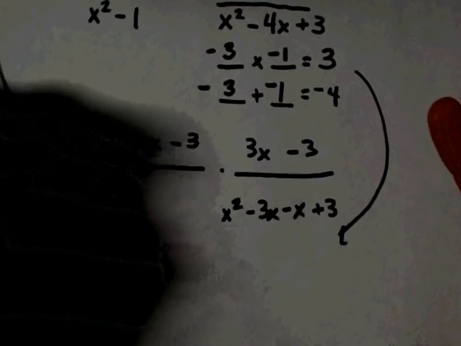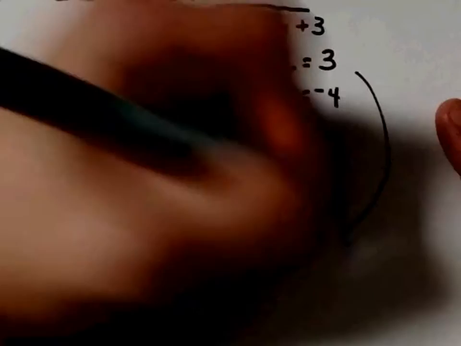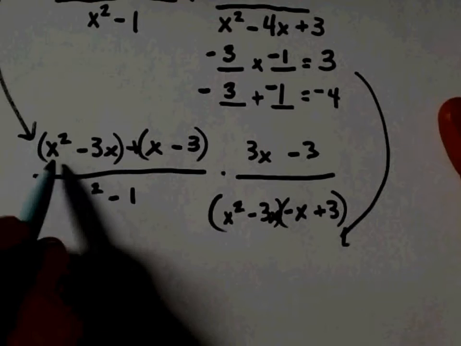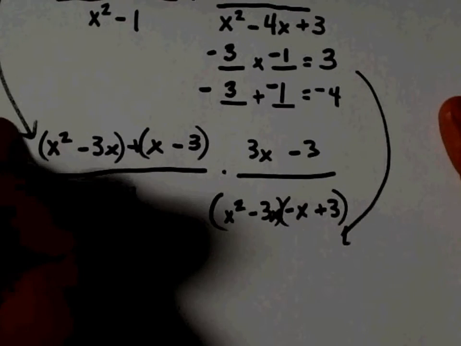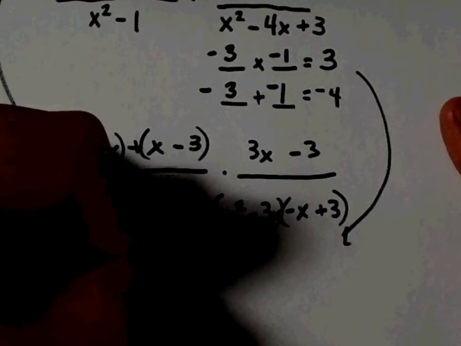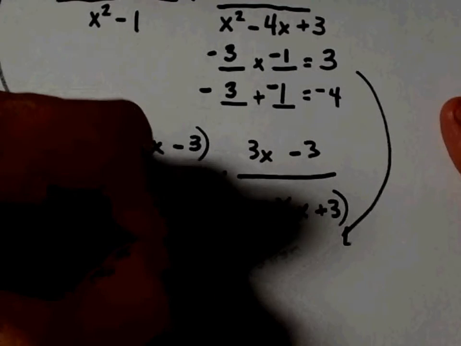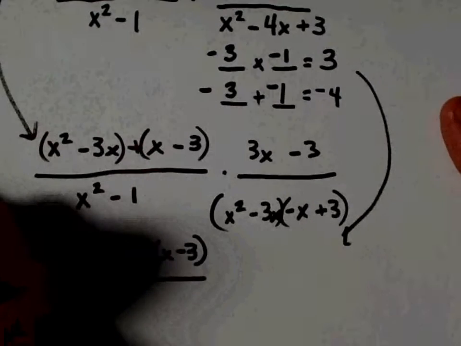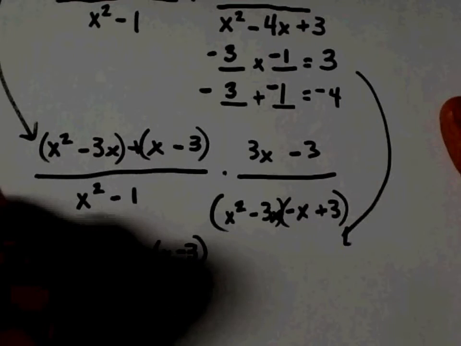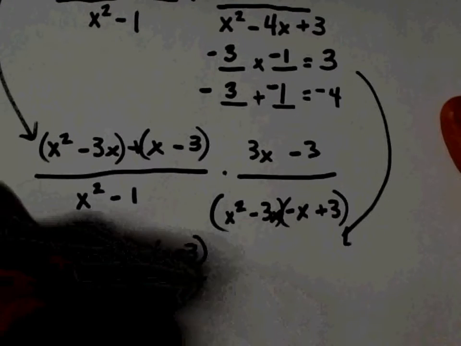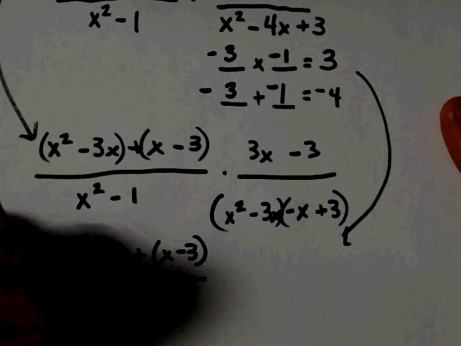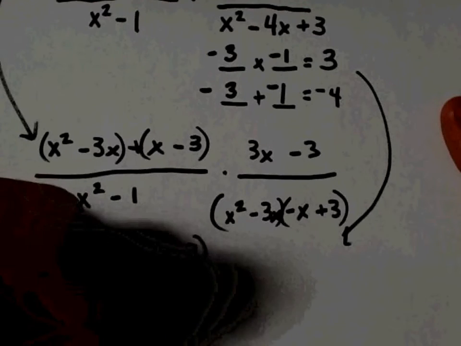Factor by grouping. Group this one, group that one. Factor by grouping. Group this one, and group that one. The GCF in the first one is going to be x, so that becomes x minus 3, and the other one is already x minus 3. And then on the bottom, x squared minus 1, they're both perfect squares, so it's a difference of squares, so this is going to be x minus 1, x plus 1.